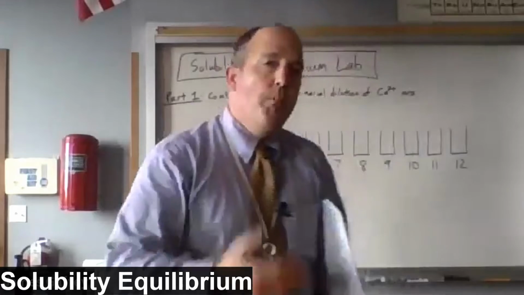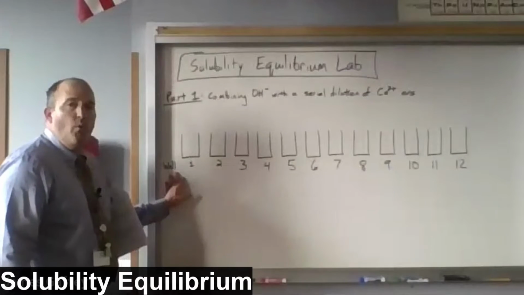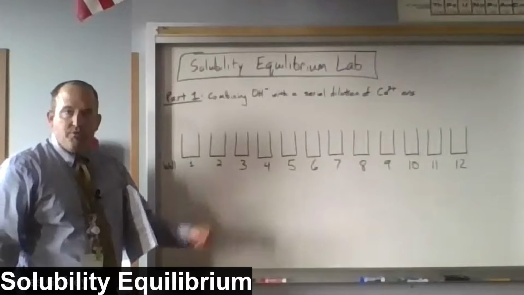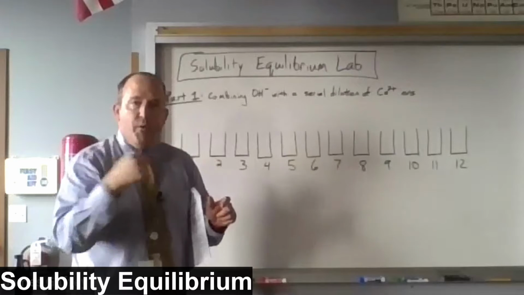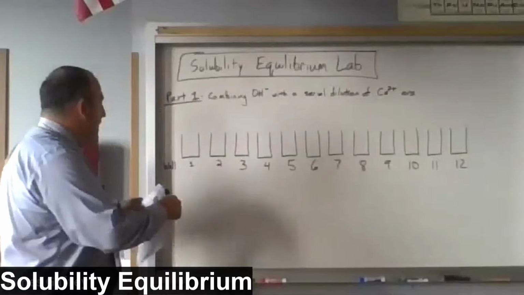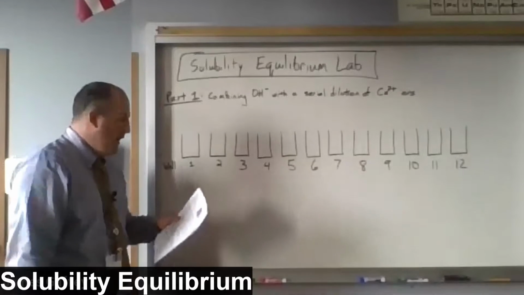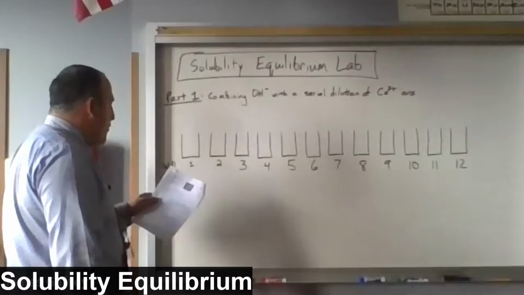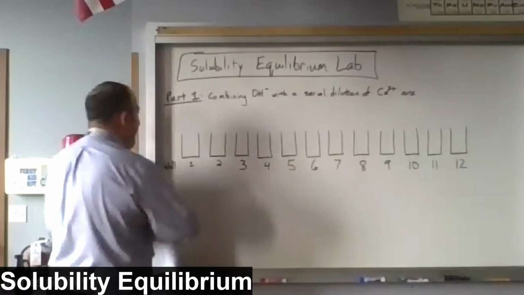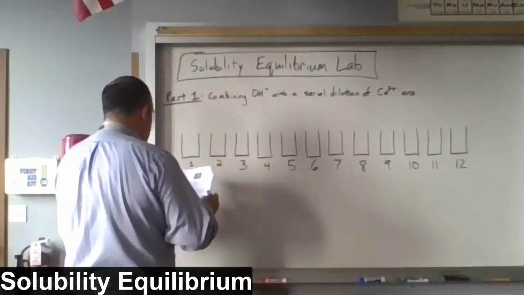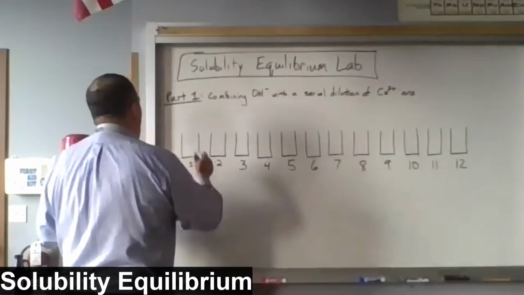Let's talk about how we'll make the dilutions. We have 12 wells that we're going to make use of, and they're all on that chemical well plate. They may not all be in a row, but you can go from one row to the next. And we're going to take 0.1 molar solutions of calcium and of sodium hydroxide. We're going to start by putting 5 drops of 0.1 molar calcium hydroxide into well 1.